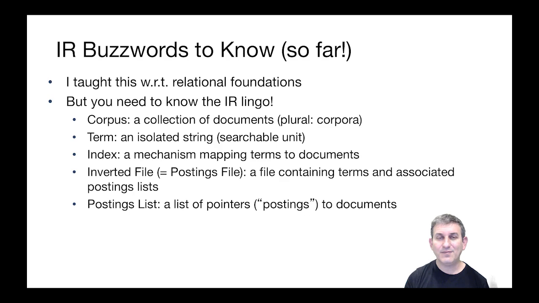An index is a mechanism. It's not what we called an index in relational database land. It's a mechanism of mapping terms to documents. And we've seen that a search index might be essentially multiple logical tables and B-trees in order to achieve an index. An inverted file, sometimes called a postings file, is a file containing terms and associated postings lists, and a postings list, as we saw, is a list of pointers or postings to documents.